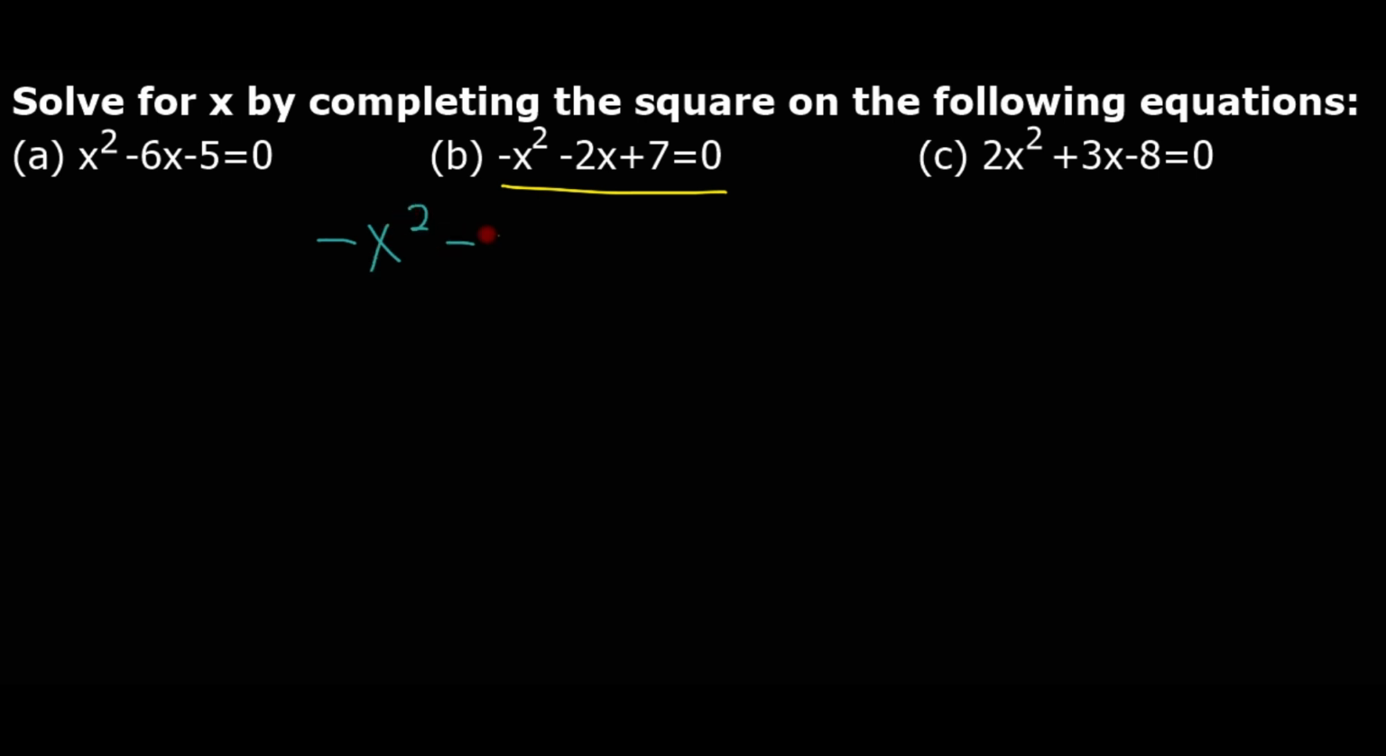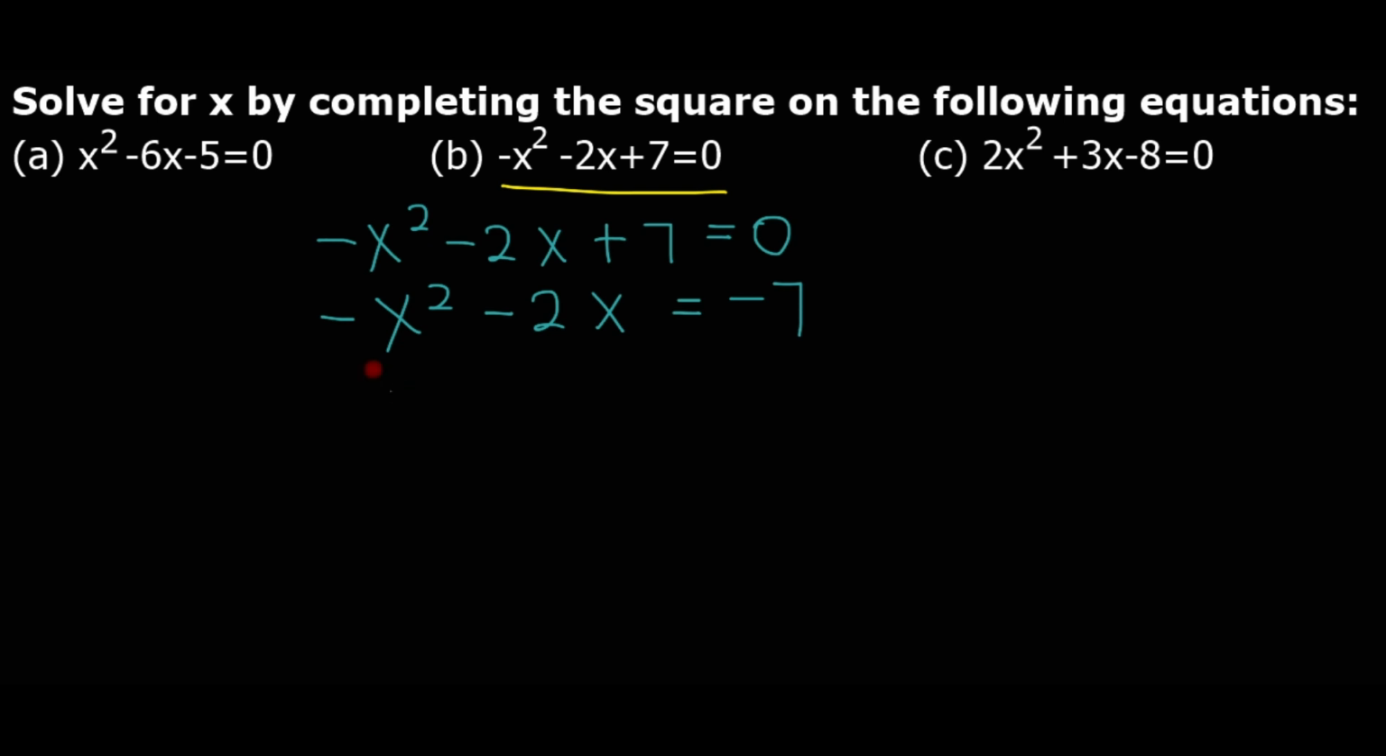Minus x squared minus 2x plus 7 equal to 0. We move 7 to the other side. And then we have minus x squared minus 2x equal to minus 7. From there, because we know that we always want the coefficient to be positive 1, but here it's negative 1, we will divide both sides by negative 1, this coefficient.